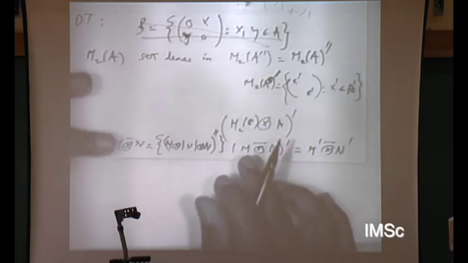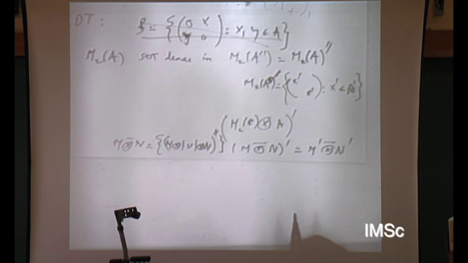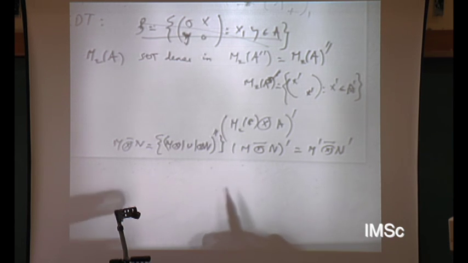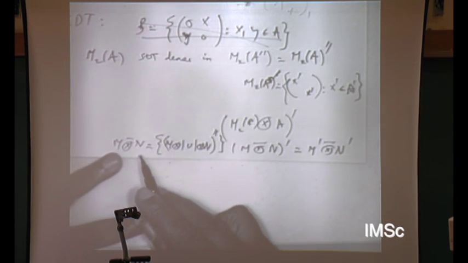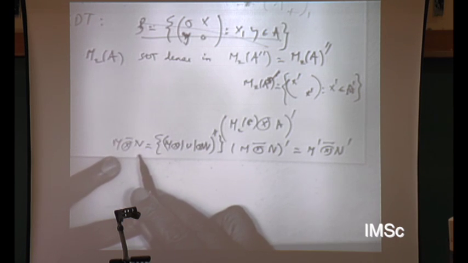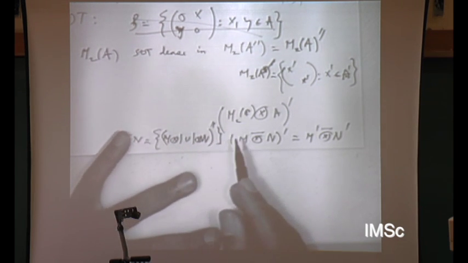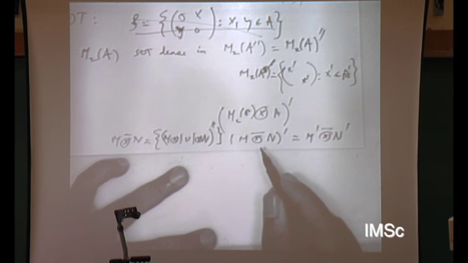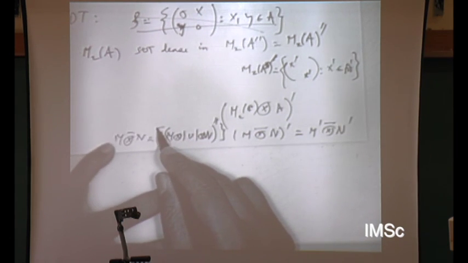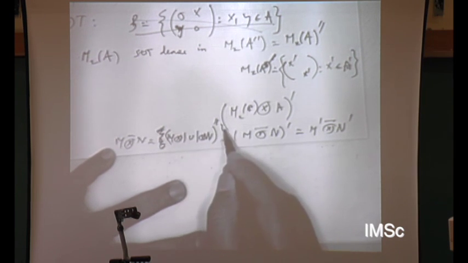You want the algebra generated by those, which is the same as the algebra generated by all things of the form x tensor y. So that is what one means by the product of two von Neumann algebras. By definition, it is a von Neumann algebra. And what I am saying is, actually I don't need the double prime. It is equal to this.